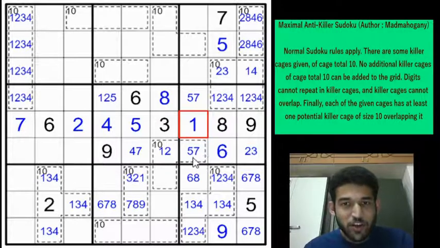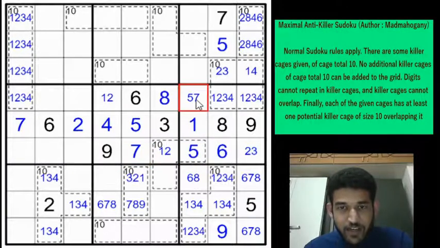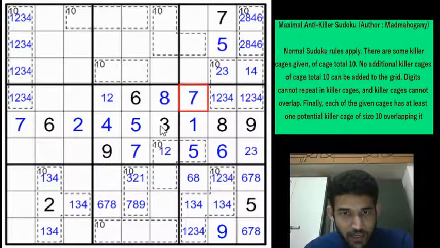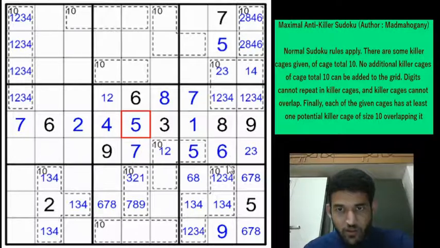Beautiful. This is absolutely beautiful. So this will be 1, 2 and because of this 4 we get a 7 here. And that gives a 5 here and a 7 here. So if you look closely, we can't have killer cages which add up to 10 anywhere here. If you see 2 plus 4 plus 5 is 11, we are not getting anywhere a killer cage which is adding up to 10.